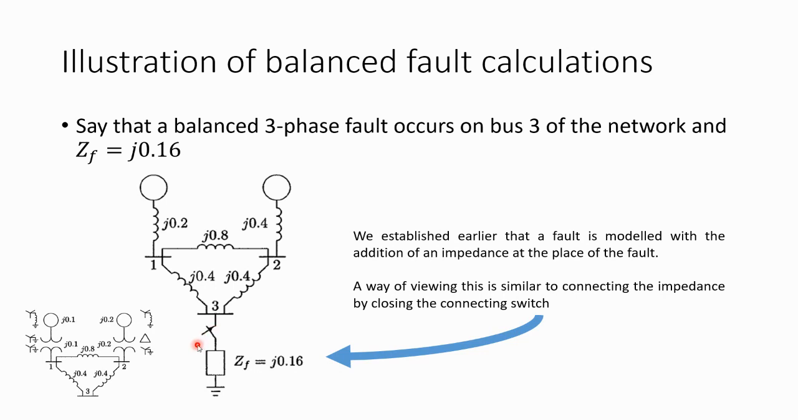When the switch is open, the fault hasn't occurred yet. And when the switch is closed and the impedance is connected, that is when the fault has set in. So the usage of this impedance is in line with what we mentioned in the first part, that the modeling of the fault is performed by introducing an impedance at the place where the fault has occurred, like this.